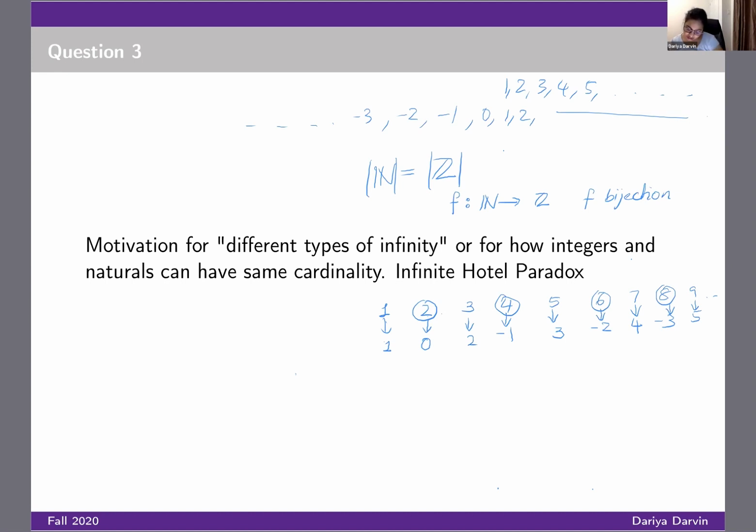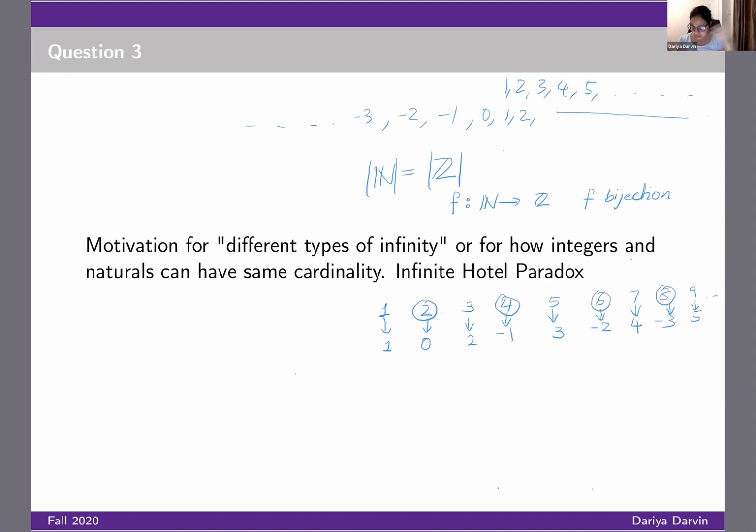Wait, did I miss a number? 1, 2, 3, 4, 5. No, I didn't. So basically I can do this for every integer, and nothing will get repeated by the way I wrote it. Every odd natural number will go to a positive integer, and every even natural number will go to a non-positive integer, which is 0 or negative. There's a systematic way in which I sent my elements, which is basically what the hotel manager did. He found a systematic way to move the room numbers. And this is my bijection.